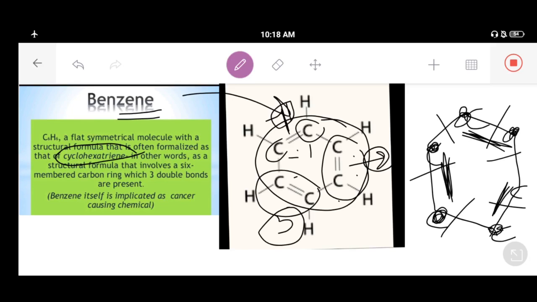So benzene, this was actually the structure of the benzene. So this benzene has been categorized as an unsaturated cyclic hydrocarbon. This was actually the structure of the benzene. Let's move forward. Let's discuss some more points.